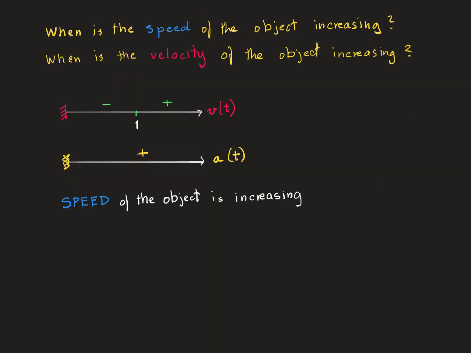Now, the speed of the object is increasing if the velocity is positive and the acceleration is positive. And this will fall in this area over here. And we can say that this is increasing when t is greater than or equal to 1. And also, the velocity of the object is increasing when the function of velocity is positive and the acceleration function is also positive.